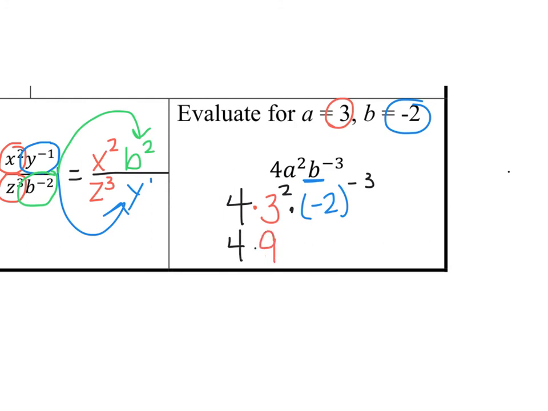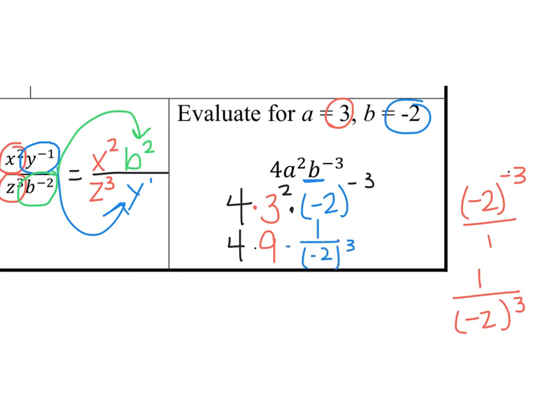3 squared is 9. Now this one over here has a negative exponent, so I'm just going to rewrite it over here real quick. So we have negative 2 to the negative 3 power. So we're going to write it as a fraction. We are going to flip it. The 1 goes on top. The base stays the same, and the exponent becomes positive. So then this will be 1 over negative 2 to the 3rd power. 4 times 9 is 36.